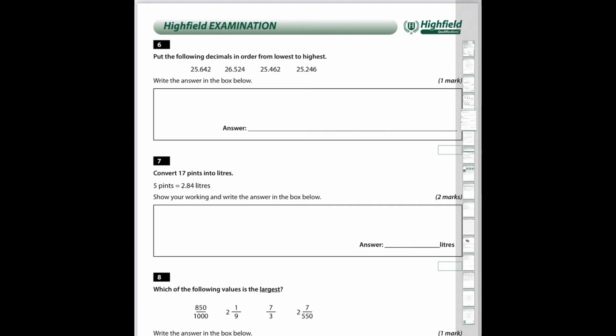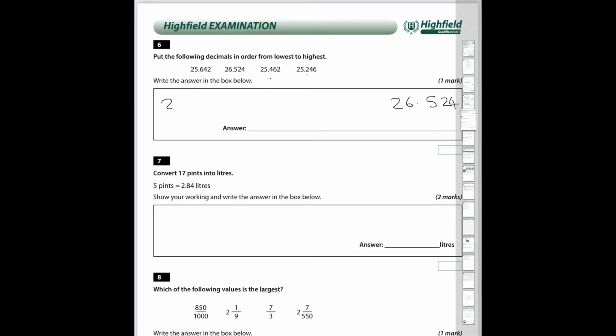Another 1 mark question. Put the following decimals in order of highest to lowest. So what we need to firstly look at is the front number, which is the highest one of those. So we've got a 26 and 3 25s. So that one will go at the end, 26.524. So the smallest number, we've got 25.4, 25.6, 25.2.